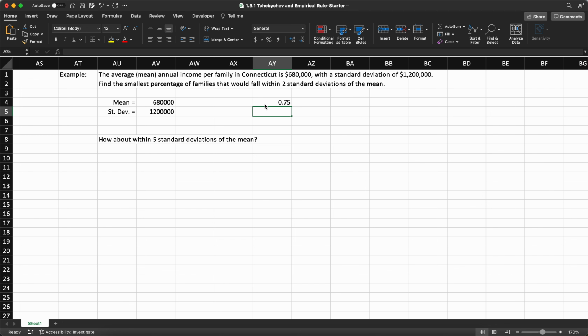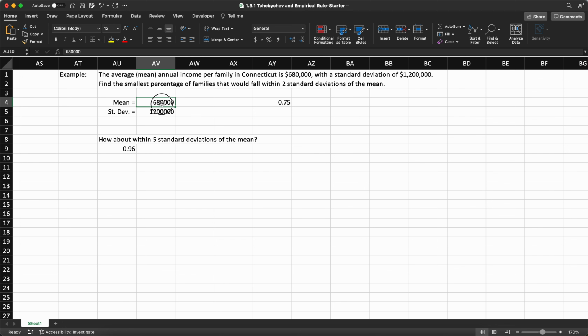I think that since 1.2 million brings us actually past 0%, or $0, that almost all families would fall within 2 standard deviations of the mean. I think it would all fall within 1 standard deviation of the mean. But Tchebychev's theorem guarantees that at least 75% would. If it were 5 standard deviations, 1 divided by 5 squared, we're guaranteed 96% of people fall within 5 standard deviations of the mean for this problem.